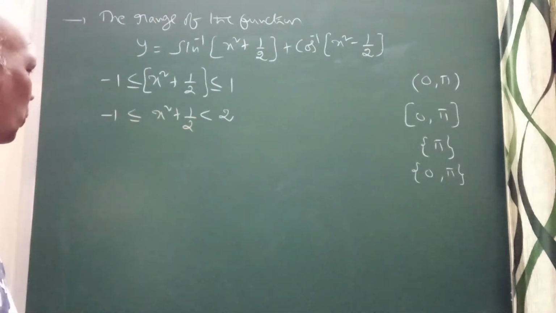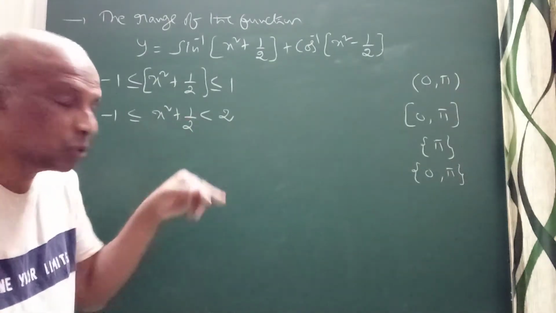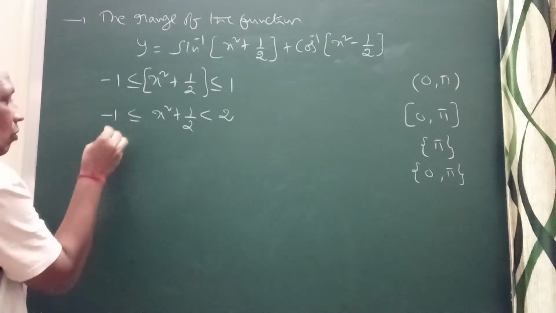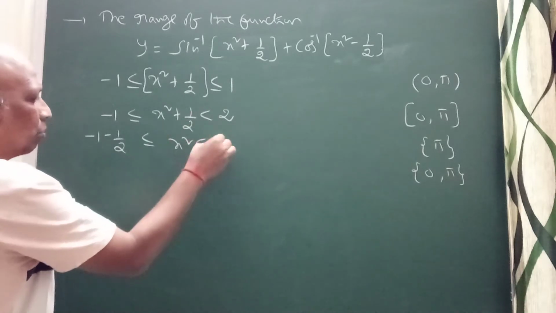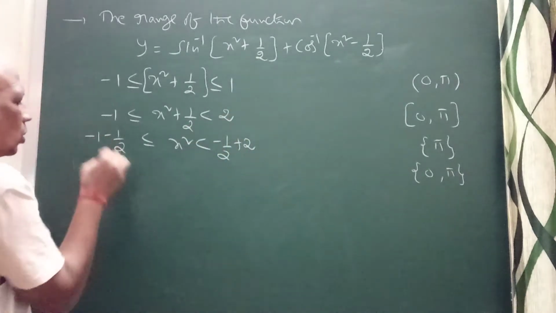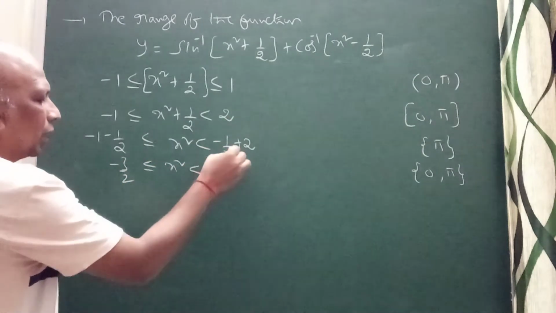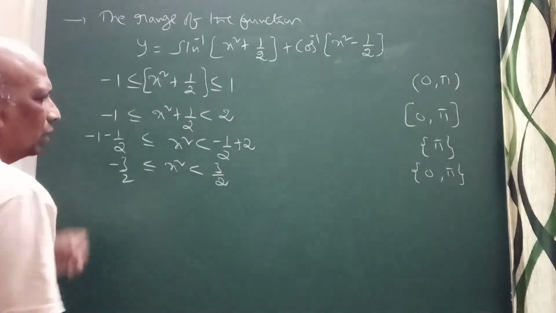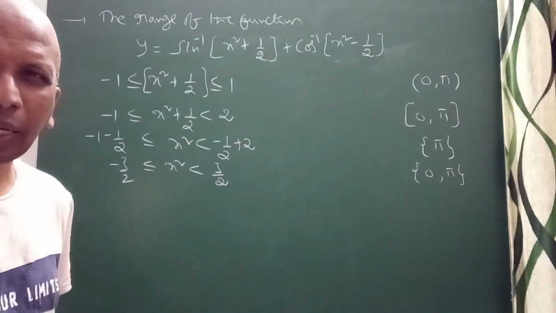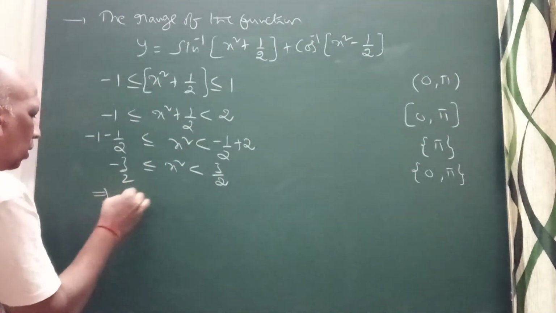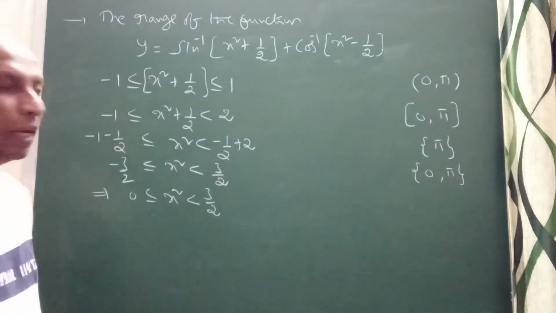Now I should remove the 1 by 2, that means add minus 1 by 2. Adding minus 1 by 2 gives minus 1 by 2 plus x square, less than or equal to minus 1 by 2 plus 2. So this becomes minus 3 by 2 less than or equal to x square less than 3 by 2. But we know x square is always positive, so I consider only the positive quantity. I can conclude 0 less than or equal to x square less than 3 by 2.